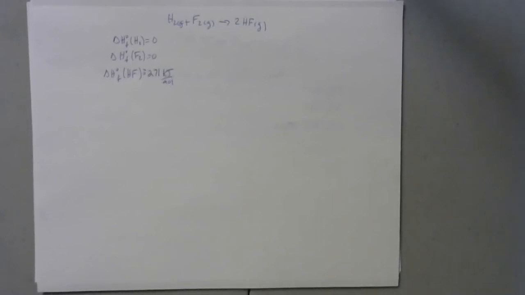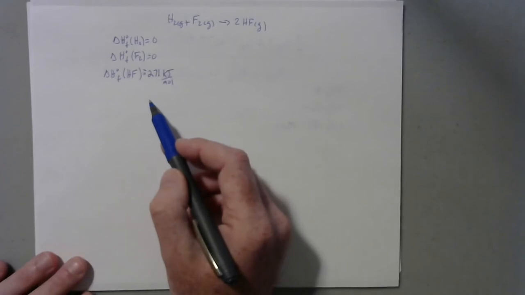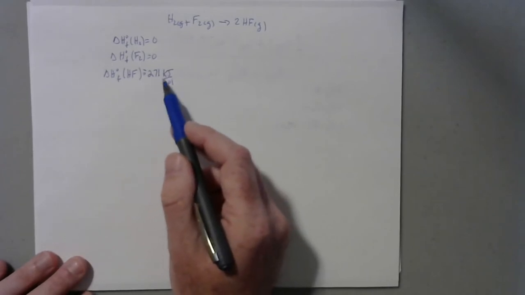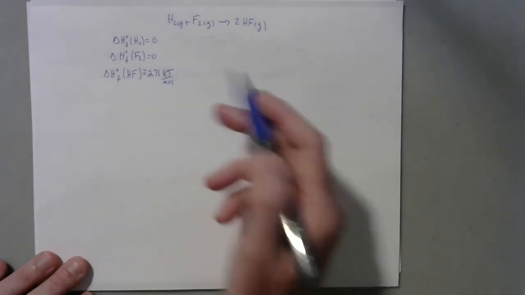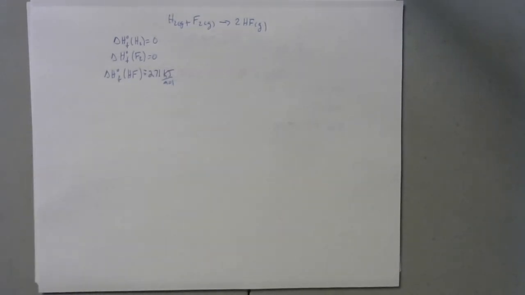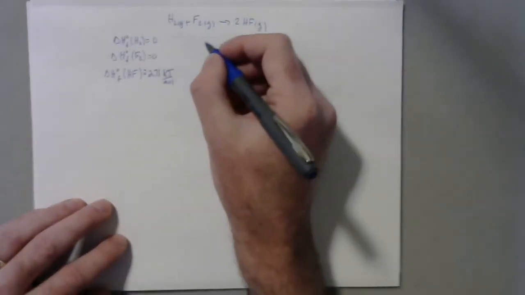So next we want to start using the data from the table, and I've copied it down here so we don't have to look it up. Negative 271 kilojoules per mole for the HF. The other two are 0 because they're free elements. And we're going to calculate the heat of formation.